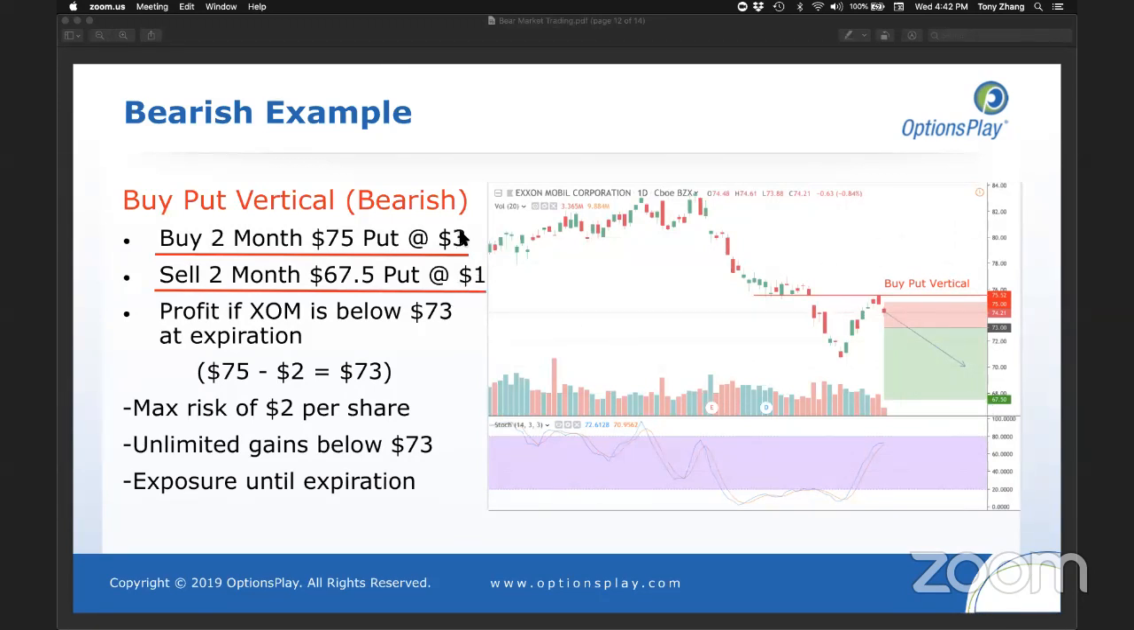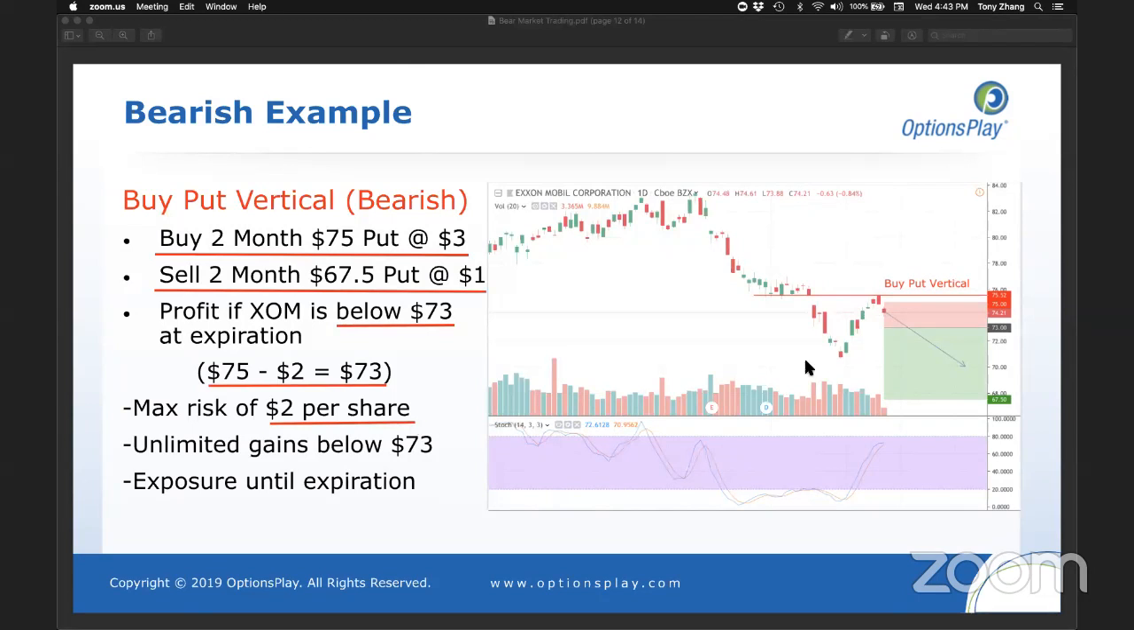So now instead of paying $3 for this bearish trade, I'm only paying a net of $2. So this strategy now becomes profitable as long as ExxonMobil is below $73 instead of $72, because the stock now only needs to move $2 before it's profitable, as opposed to $3 if I bought the put. And that really helps you quite a bit, because not only does the stock need to move less in order for you to be profitable, you're actually risking less money now per share.